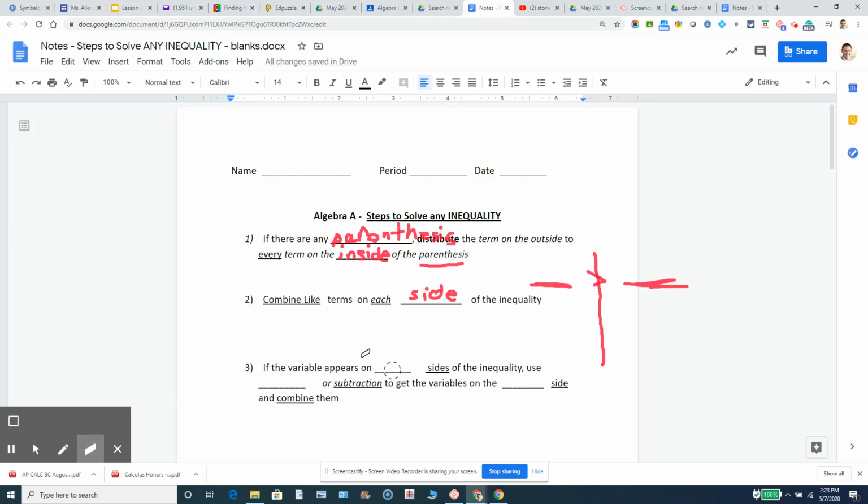Okay? Step 3, if the variable appears on both sides of the inequality, use addition and subtraction to get the variables on the same side and combine them. And that's what we just worked on in the previous lesson. So you put the word addition here, or just a plus sign if you know that.